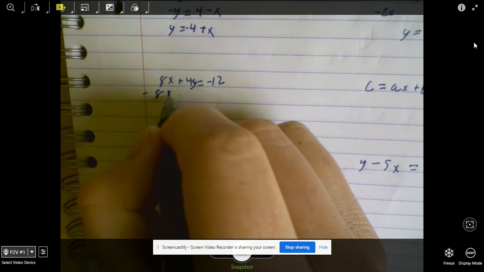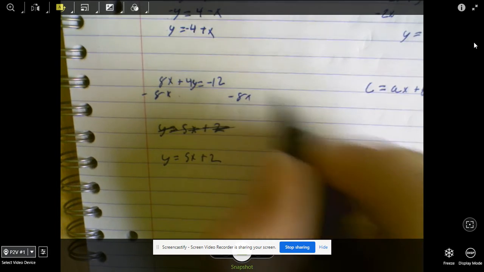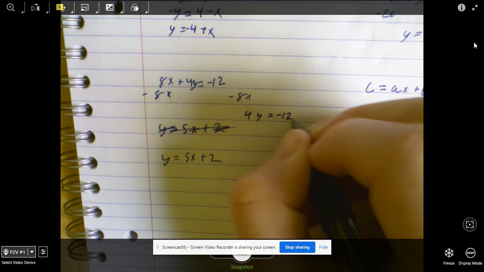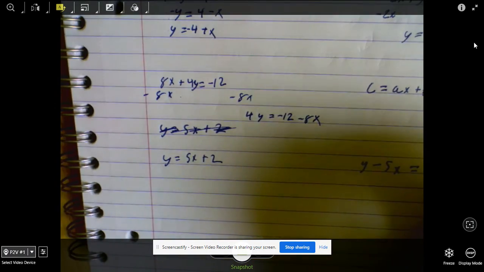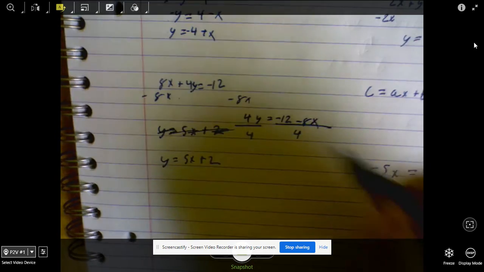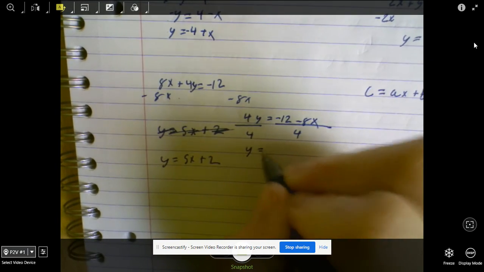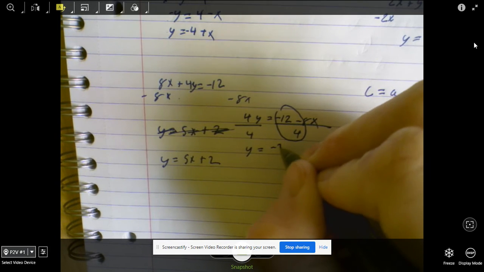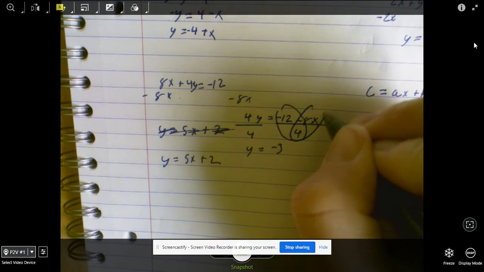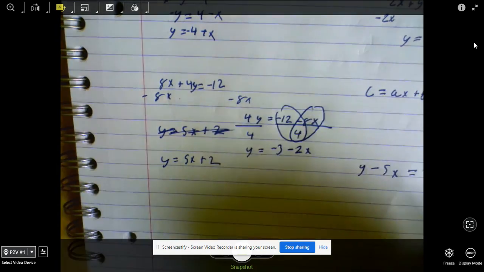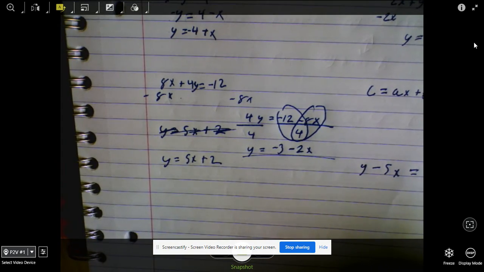Fun one here. Okay, so now we're in standard, and we need to put it on the opposite side. So we'll subtract 8x, subtract 8x. So I'm going to get 4y equals negative 12 minus 8x. Then I'm going to divide by 4, divide this whole thing by 4. So y would equal negative 12 divided by 4, which would get me negative 3. Negative 8 divided by 4 would give me negative 2x. That's what I'm left with.